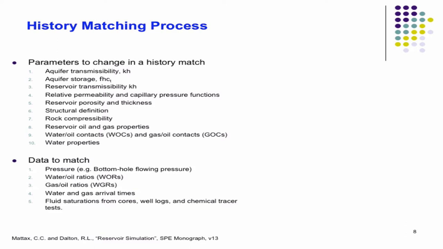Other things you can match, and so you can set up fairly complex optimization schemes. And of course, the more things you're trying to hit, the more things you're trying to match, then the longer the thing is going to take to run, really. You can also weight. You say, well, I know I'm never going to match everything perfectly, so you can weight and say, well, I want to match the bottom hole pressure the best. So you can set up an optimization scheme that weights that better than the others.